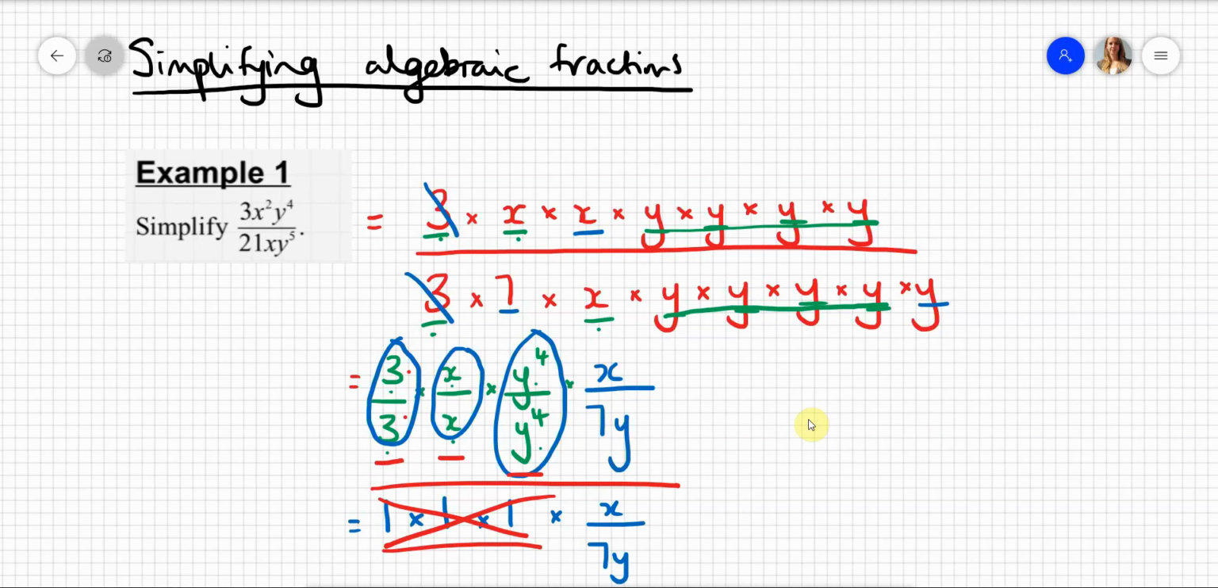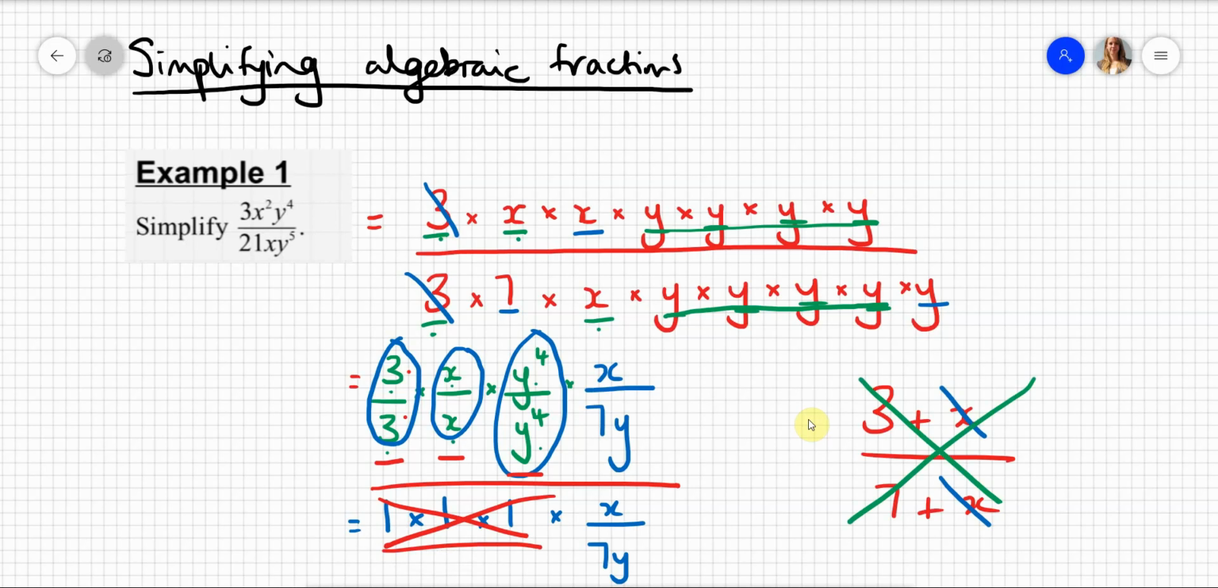If we had something like this, you cannot split that fraction. So you cannot do that. You cannot cross out the x's and say that equals 3 over 7. That would be completely wrong. It only works when we're multiplying.